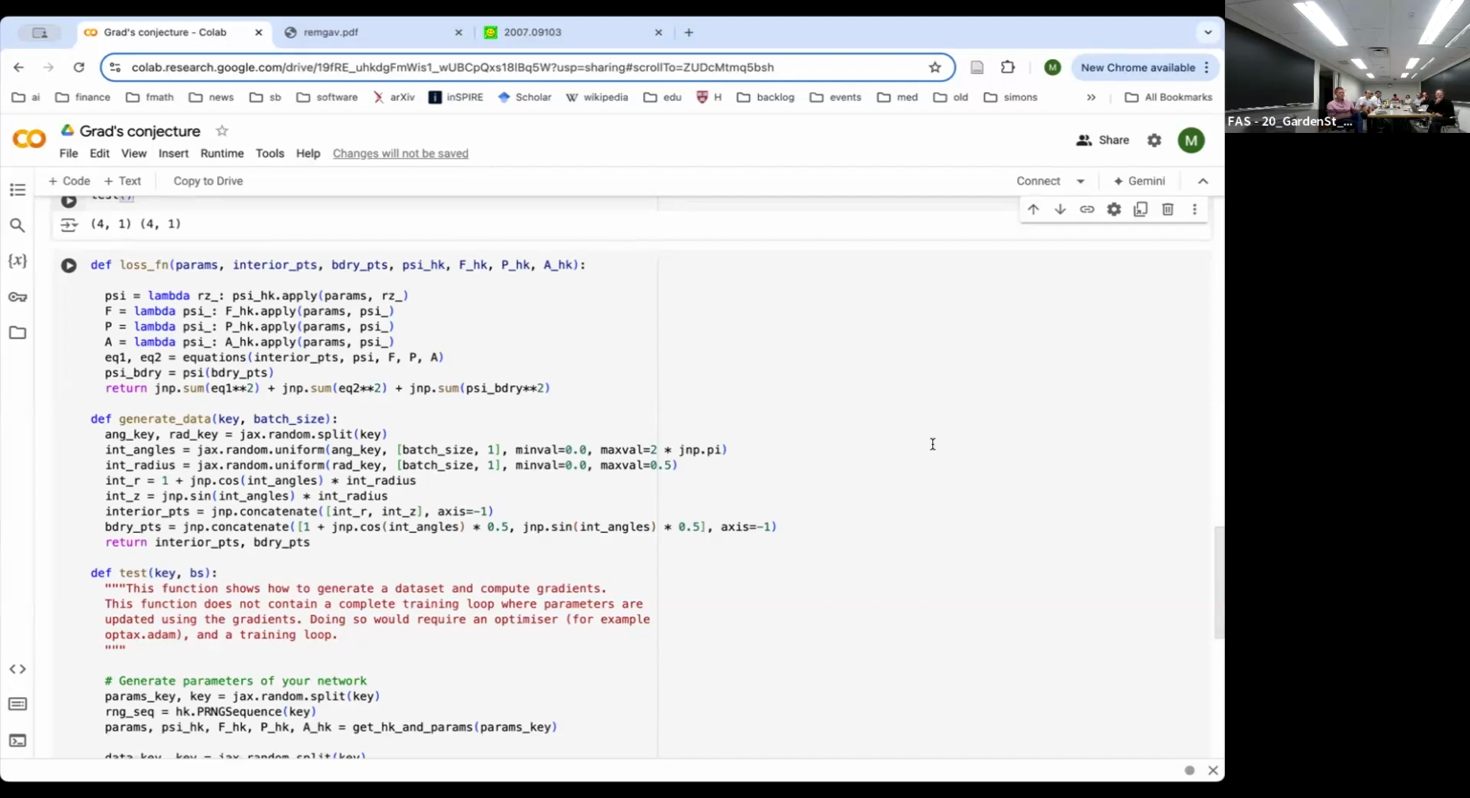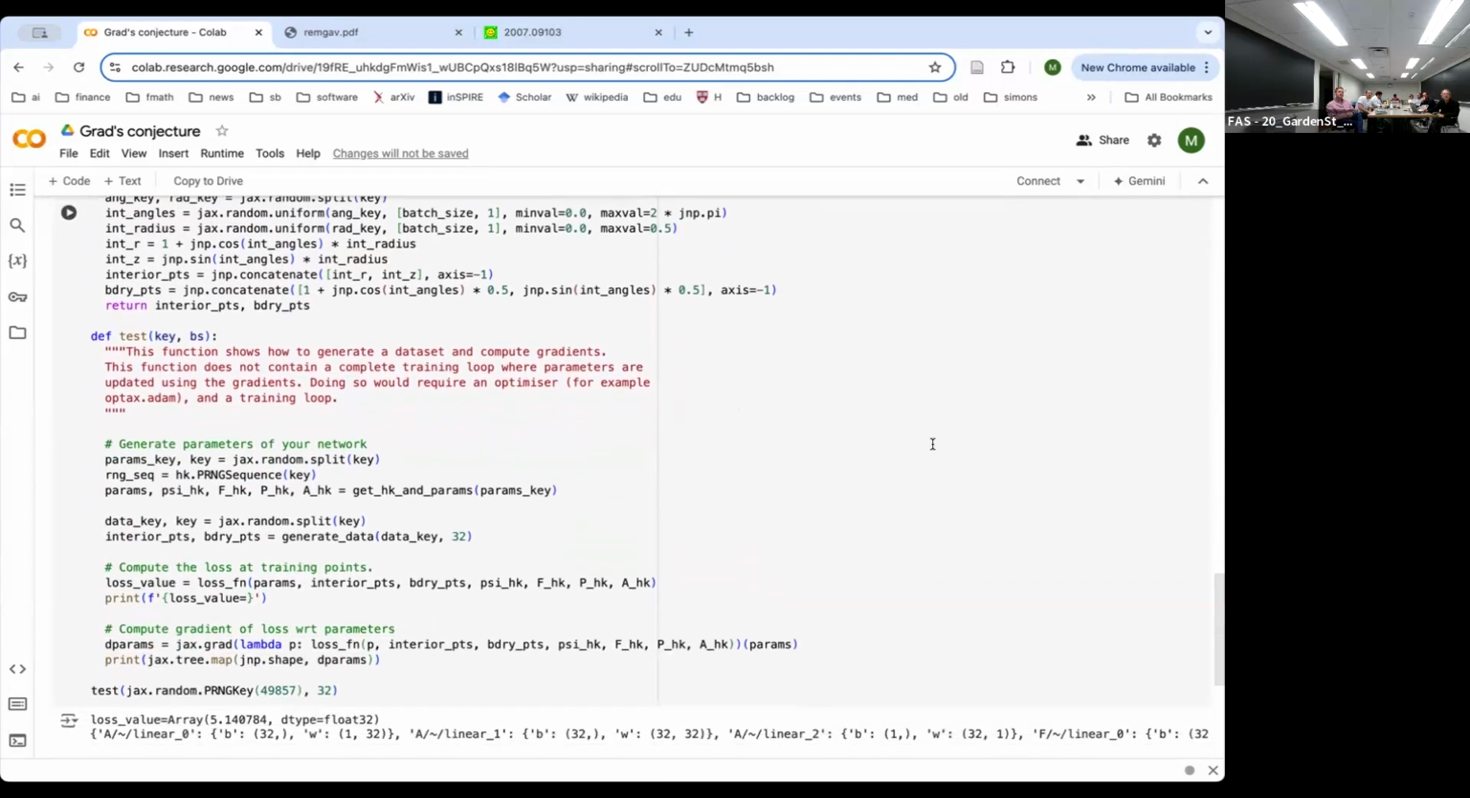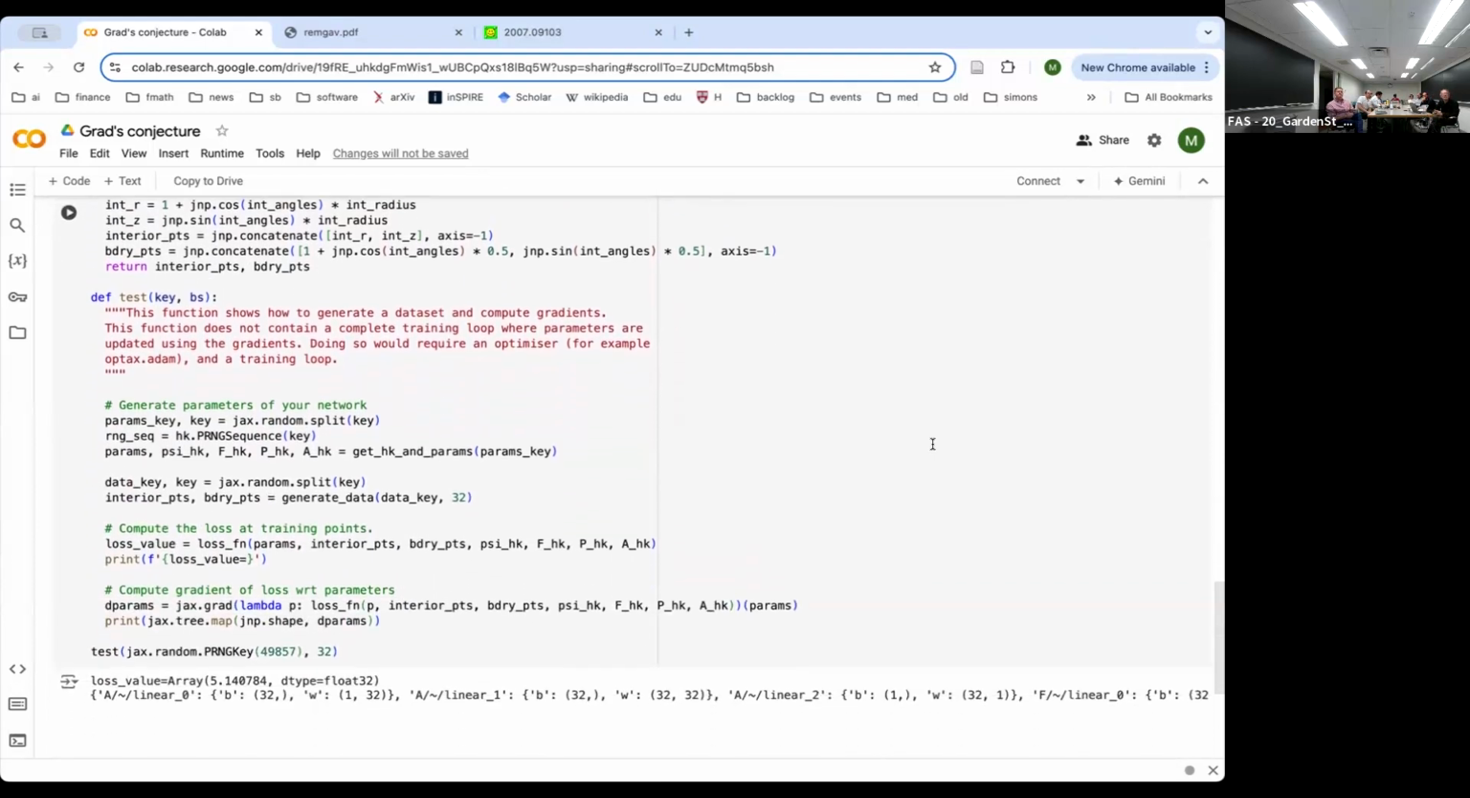The generate data function is going to generate a bunch of random points, so you have the interior points and the boundary points. I don't think there's anything particularly special here. Then again, there's a test that just tries to run all of these things and see that it doesn't crash. The test is performing a single step of gradient descent. If you really wanted to run that, you would have to have a for loop that keeps on updating the parameters.